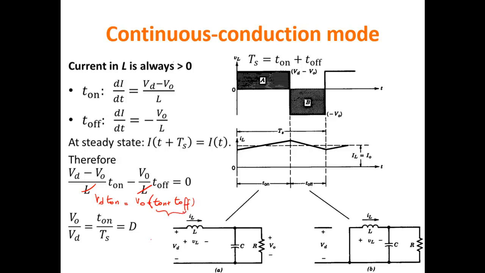So when I have this, I can write this expression, which says basically that the ratio of the output voltage to the input voltage is equal to the ratio of T on to the switching period, which in turn is equal to what we call typically the duty cycle. This is a definition, let's say. Duty cycle, which is a quantity that by definition goes from 0 to 1. Okay?